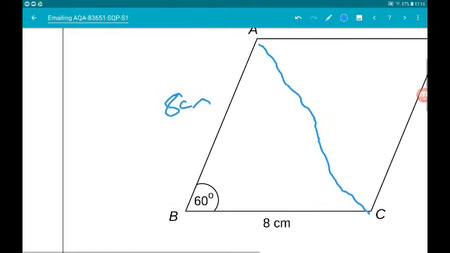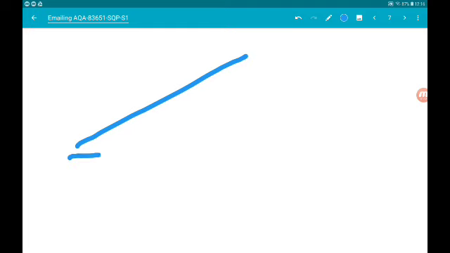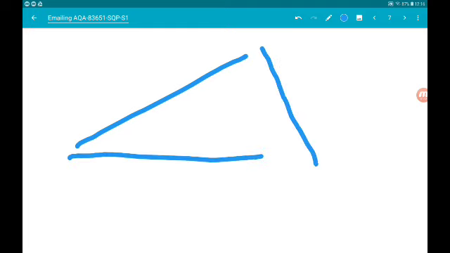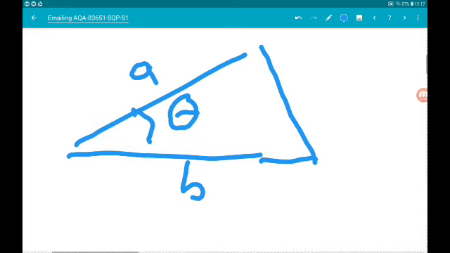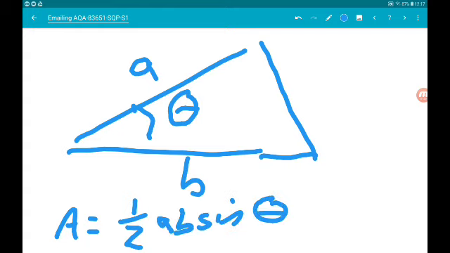So the formula for this is, if you have a triangle and you know an angle, let's call it theta, and you know the 2 side lengths coming out of it, the area is 1/2 ab sine theta.